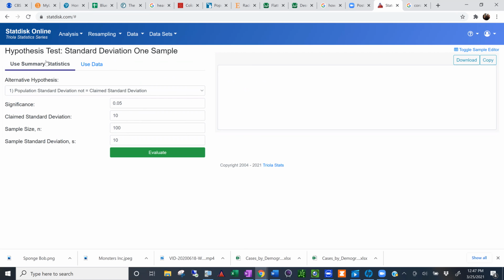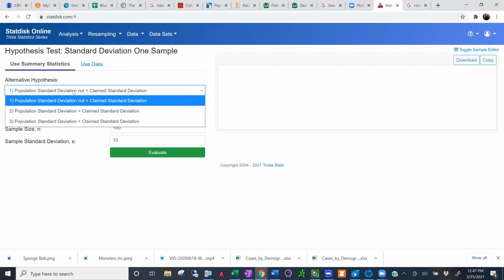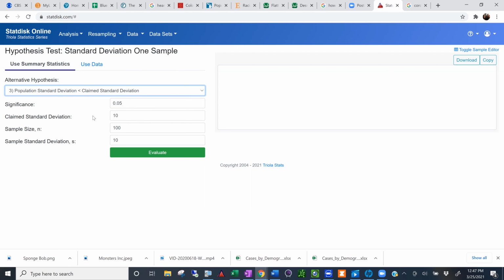Now we're going to use summary statistics, meaning we already have any means, Ns, standard deviations that we need. So we're good there. Alternative hypothesis. Which one of these three do I want? The not equal to, the greater than, or the less than? Less than. Our significance level is not 0.05, although that is a very common one. What significance level are we using in this case? 0.10, well done.